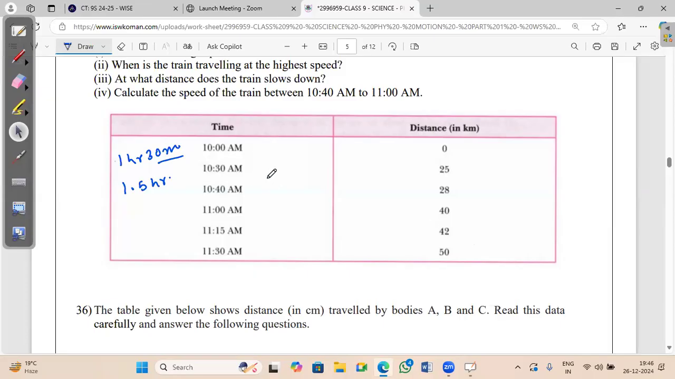So what will be the average speed then? The average speed will be total distance upon total time. Total distance is 50 divided by total time, that's 1.5. If we convert it into fractions, we get 500 by 15. You cancel it by 5: 5 goes into 500 a hundred times, 5 goes into 15 three times. So 100 over 3 is 33.3 kilometer per hour.